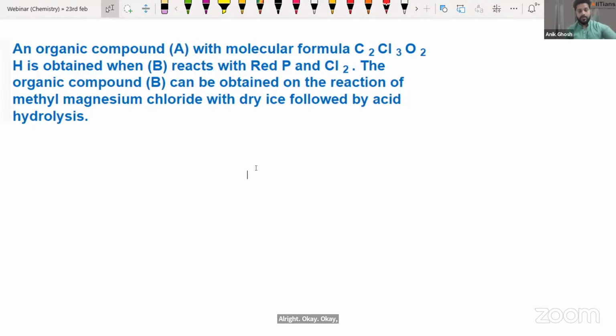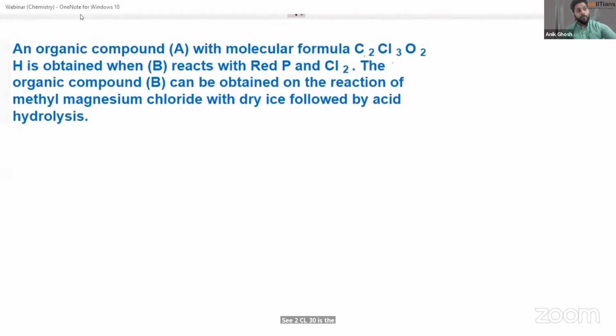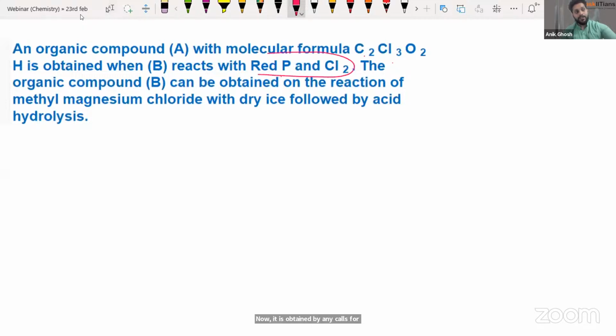All right. Now, guys, have a look at this question. C2Cl3O2 is the molecular formula given to you, right? Now, it is obtained by red phosphorus and chlorine. The last reaction of aldehyde, ketones, carboxylic acid goes by the name of, what's the name? HBZ. Very well done. It's called Hell-Volhard-Zelinsky. Very good, Lena. Right, Tanishka. Well done. Right, Nandita. So, it's Hell-Volhard-Zelinsky.